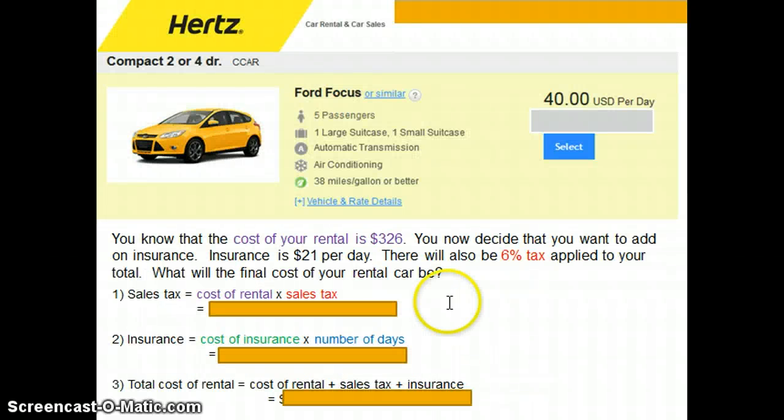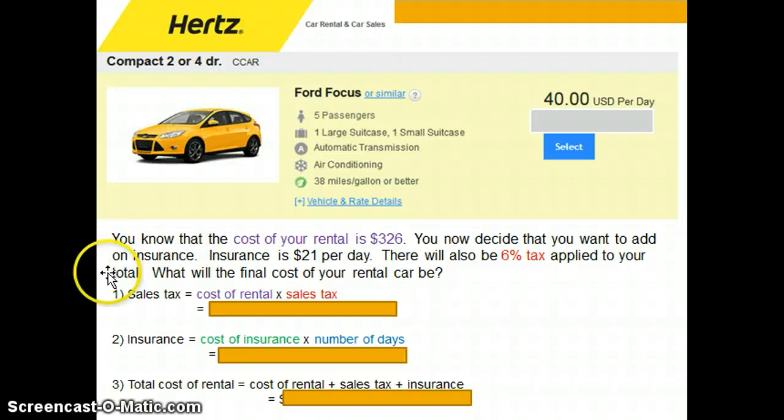Okay, so in this next problem, we're still looking at a rental car, but we are now going to incorporate sales tax and insurance. Okay, you guys have calculated sales tax on all sorts of things in this course, so you should be pros at it by now. Let's read the problem and look at what we have to do. You know that the cost of your rental is $326. You now decide that you want to add on insurance. Insurance is $21 per day, and there will also be 6% tax applied to your total. What will the final cost of your rental car be?